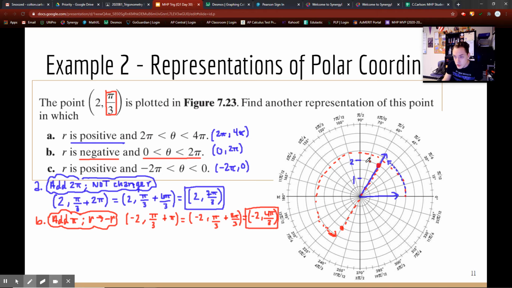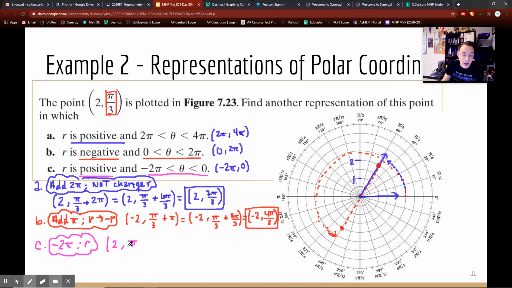Okay, so now let's continue to our last one, C. So let's do this one in purple now. So C, r is positive. So that means obviously I'm not going to change r, right? Because it's already positive. Now I want the negative angle measures, radian measures, which means I'm going to subtract. So subtract pi or 2 pi, and I'm going to keep r the same. So subtract 2 pi and keep r the same.